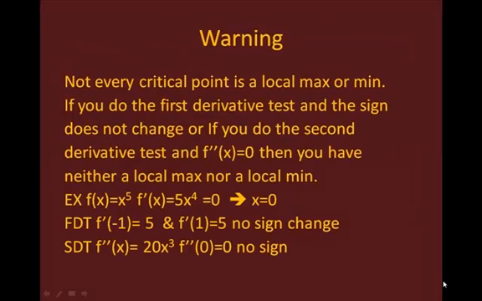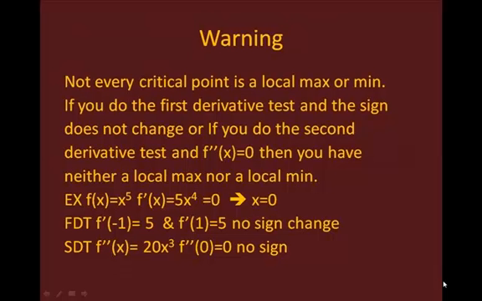One word of warning: not every critical point is a local maximum or minimum. If you do the first derivative test and the sign does not change, so that means if you look a little to the left and a little to the right and they're both positive or they're both negative, or if you do the second derivative test and it equals 0, so that doesn't have a sign, then you have neither a local max nor a local min. So let's just do a quick example of that.